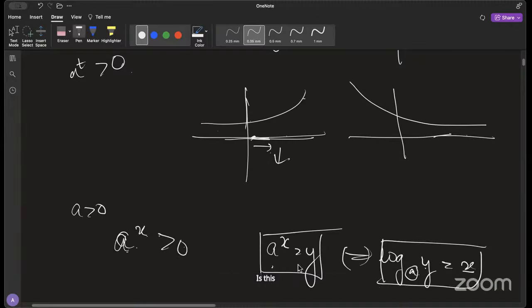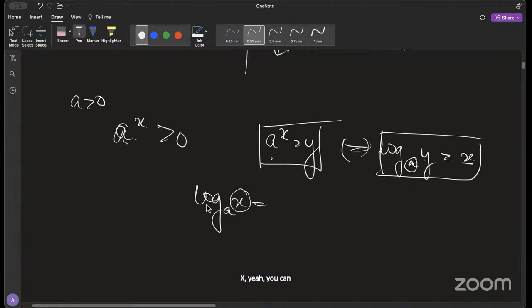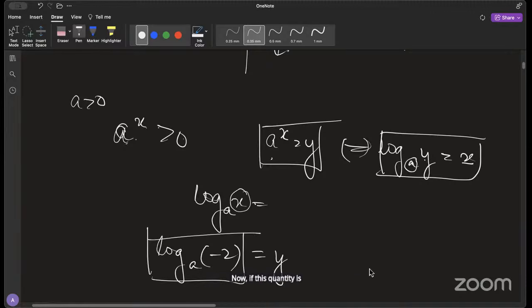Is this clear? Now, if I want to have the y, what's the domain of this function? What should be the condition on x? That's the domain, right? Can I take a negative number here? If I take something negative here, let's say I've taken log base a of minus 2, and let's say this quantity is y. Now, that would mean that a to the power y should be minus 2, right?